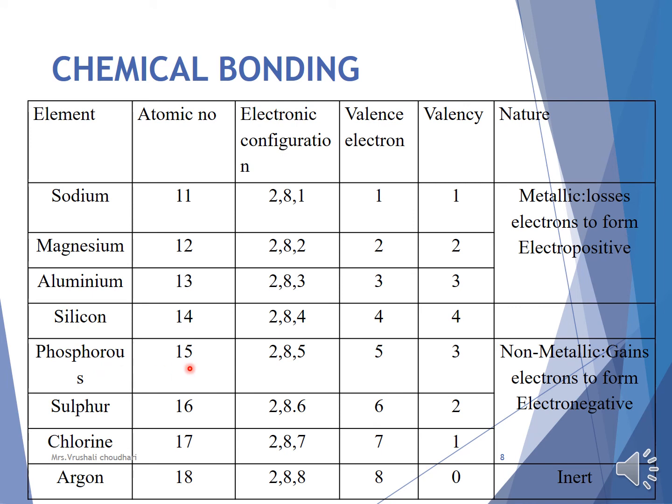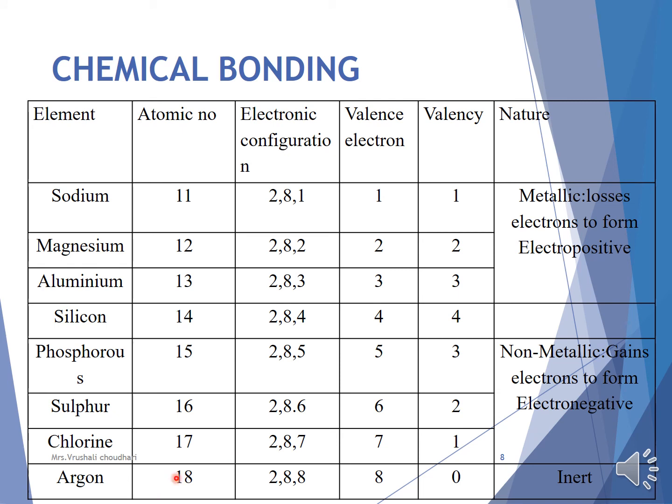Phosphorus, configuration 2, 8, 5, valence electron 5. To complete the octet, it is going to gain 3 electrons. As they are gaining negative charges, they become electronegative. That is a property of non-metals. Sulfur 2, 8, 6, gaining 2 electrons to complete the octet. Chlorine 2, 8, 7, gaining 1 electron to complete the octet, becomes electronegative, therefore non-metallic.